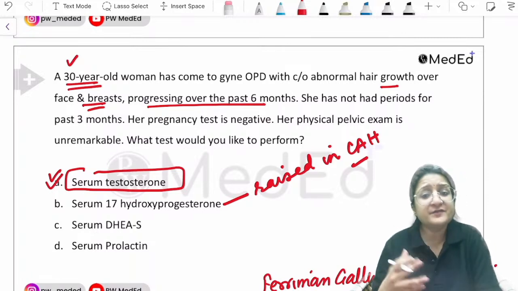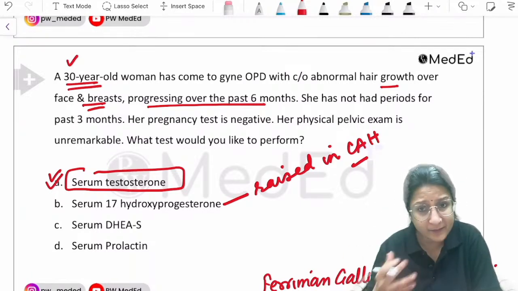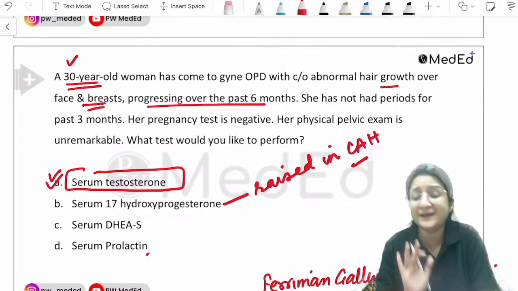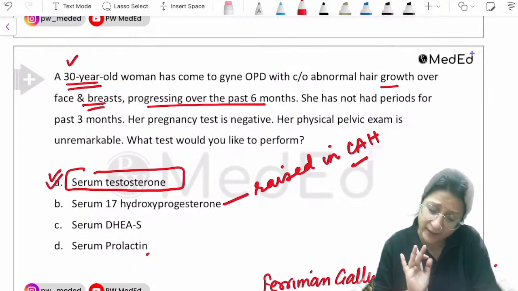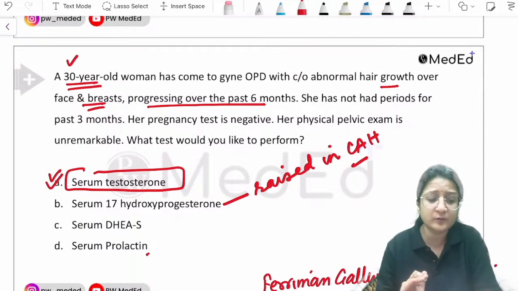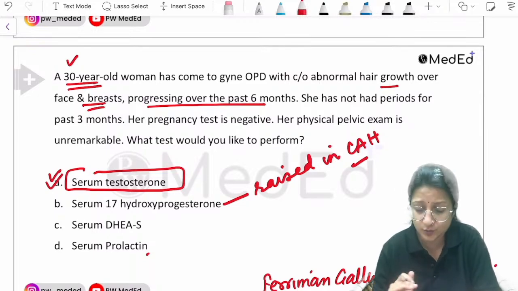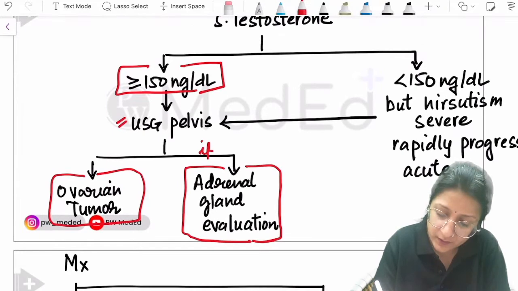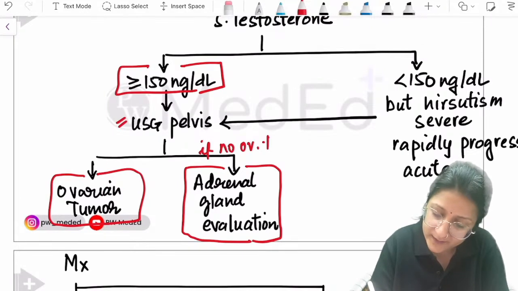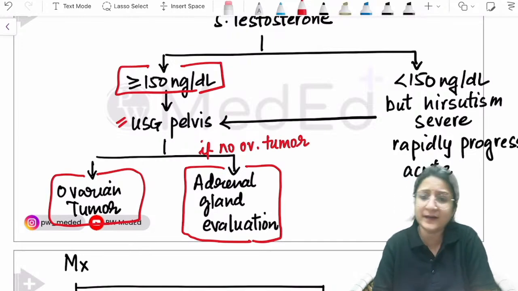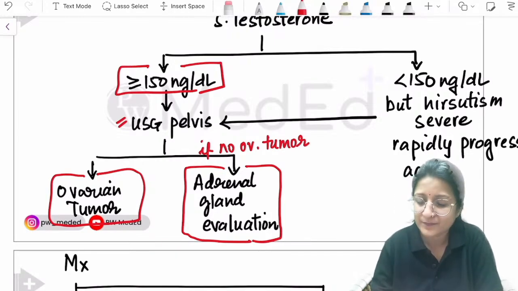Sometimes women with hyperprolactinemia can also have hirsutism. So serum prolactin I would definitely like to do. I would like to do a full hormonal profile workup as well, but the most important hormone to do here would be serum testosterone. Keep that in mind. If there is no ovarian tumor identified, then we focus on the adrenal gland evaluation. Adrenal gland tumors are extremely rare.